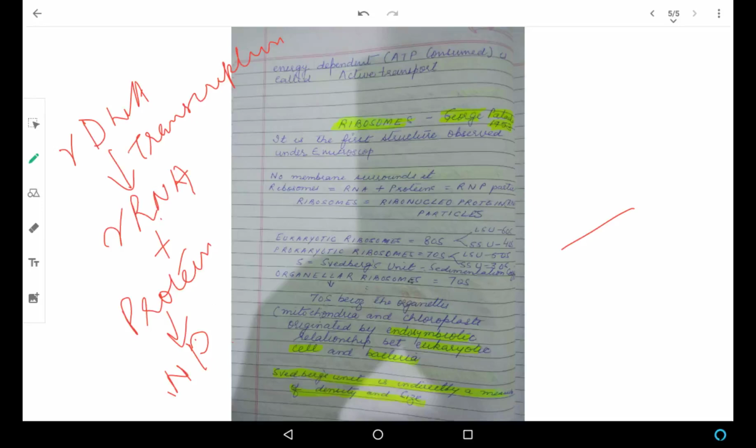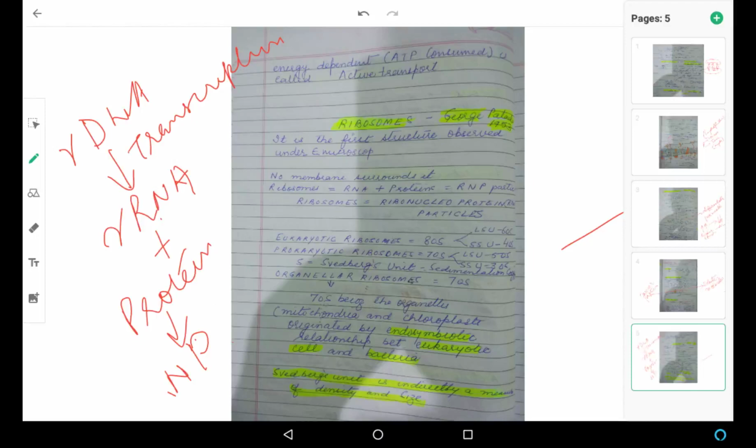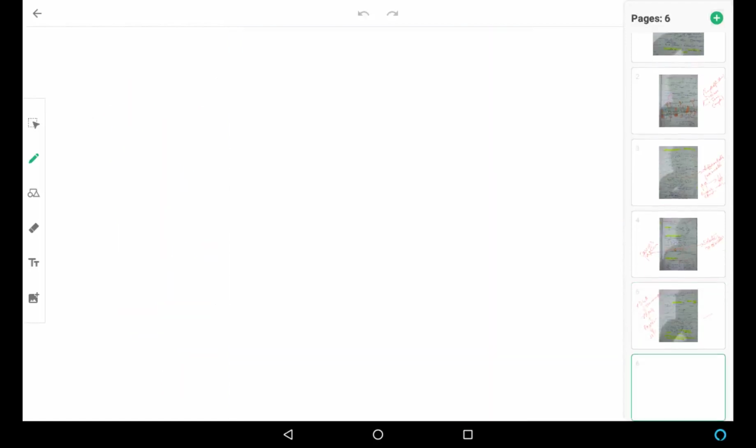Okay, so this is all about the two organelles I have talked about today: plasma membrane. In fact, plasma membrane is not considered an organelle, but it is very much the part of protoplasm. And one organelle we have discussed right now in short is ribosome. In the upcoming lecture, we'll be dealing with the introduction of mitochondria, chloroplast, and other such organelles. Thank you.